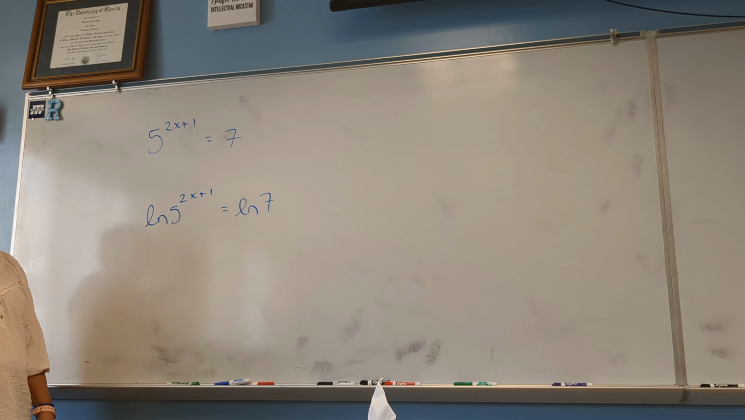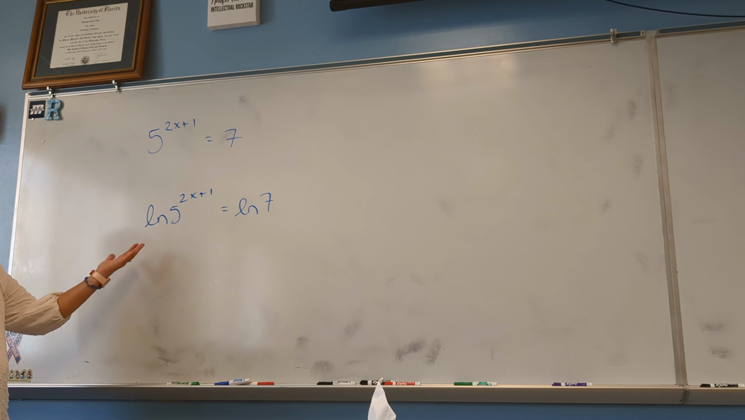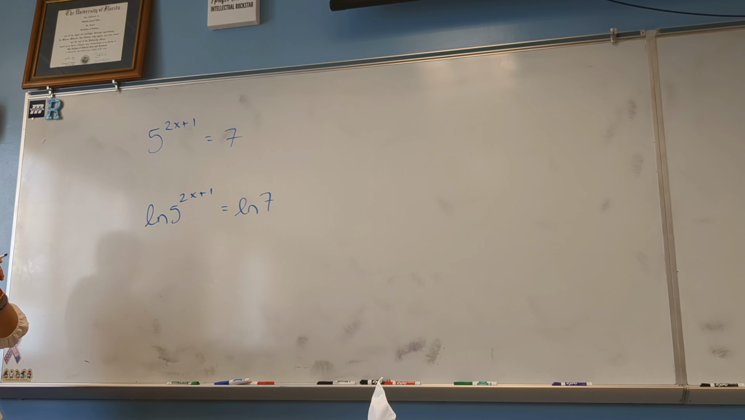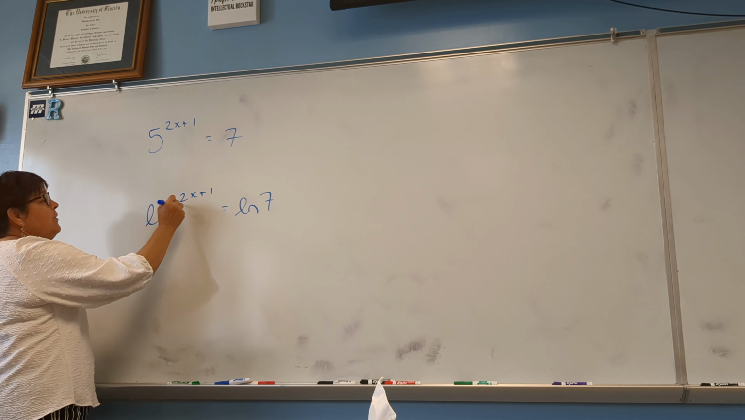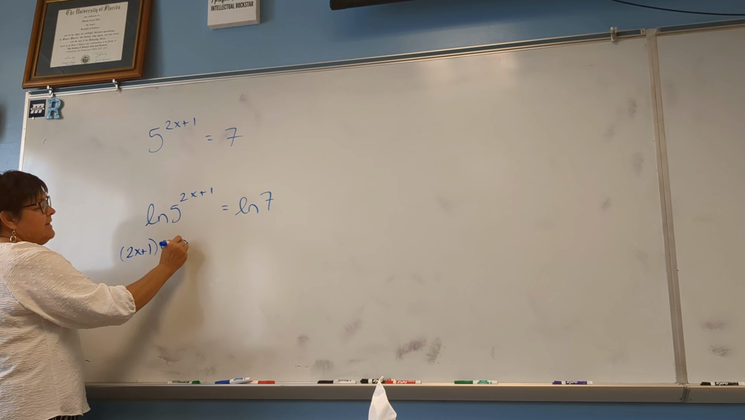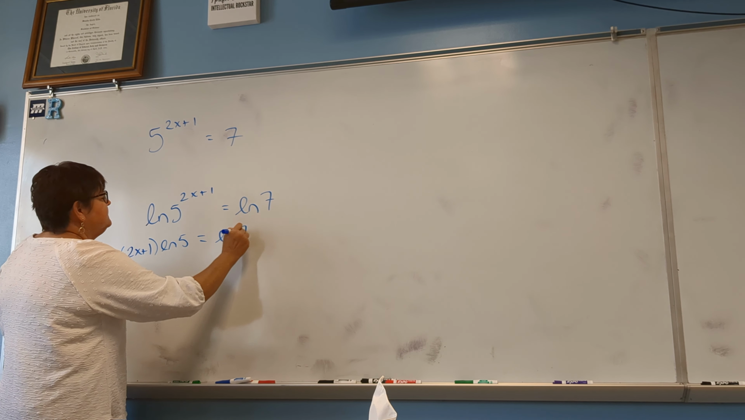So now that I've LN'd both sides, I'm going to look at this and go, okay, I know by my properties that the exponent that I have up there can be rewritten. What would I do with that? Move it to the front of the LN. So this whole thing gets moved to the front. I'm going to put parentheses around it because it's like one unit. Okay.